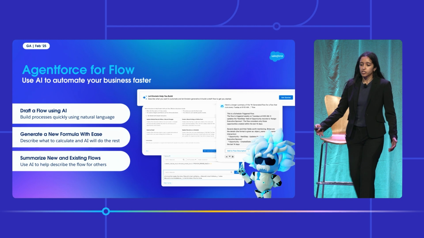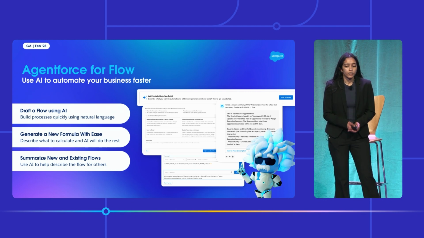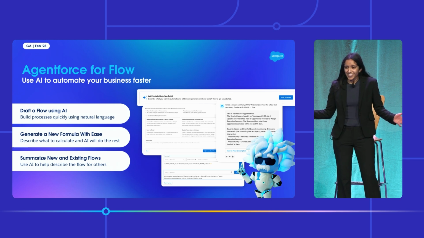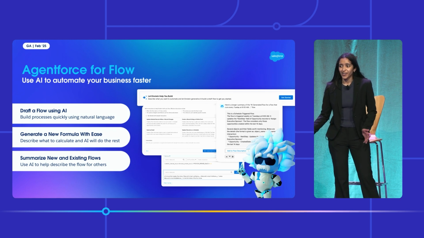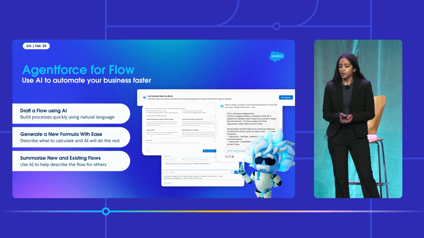It's an umbrella term for a couple of things that we do. The bread and butter of Agentforce for Flow is the ability, like I mentioned, to draft a flow using AI. Going from a natural language prompt to a built-out flow really is amazing. I'm going to show you a demo of this in a second, but you'll see how quick and how accurate it actually can be.